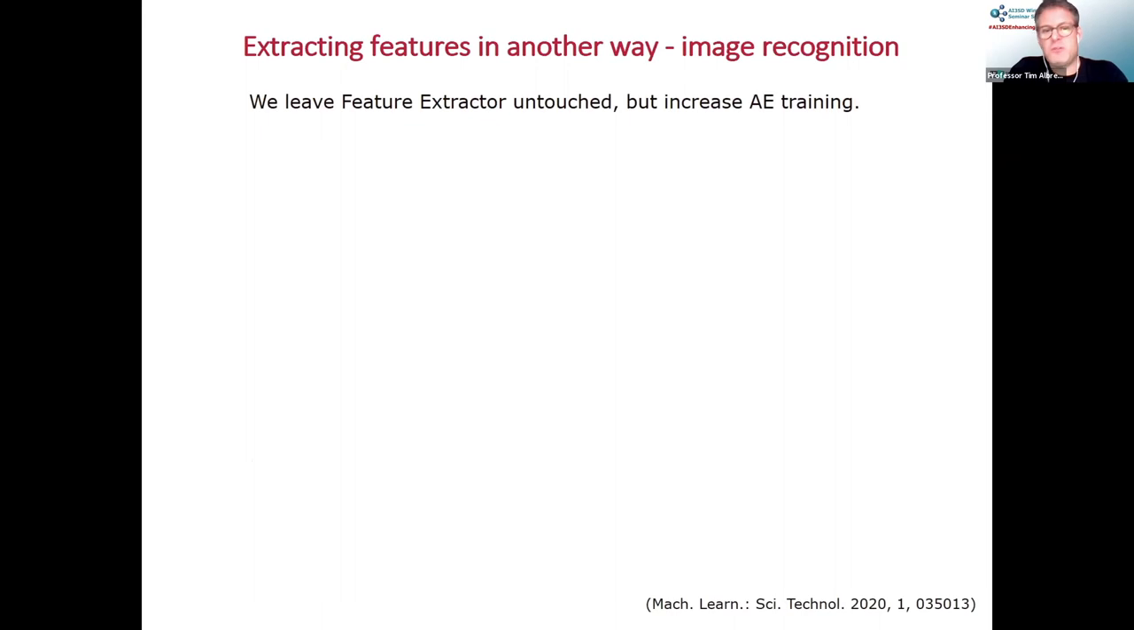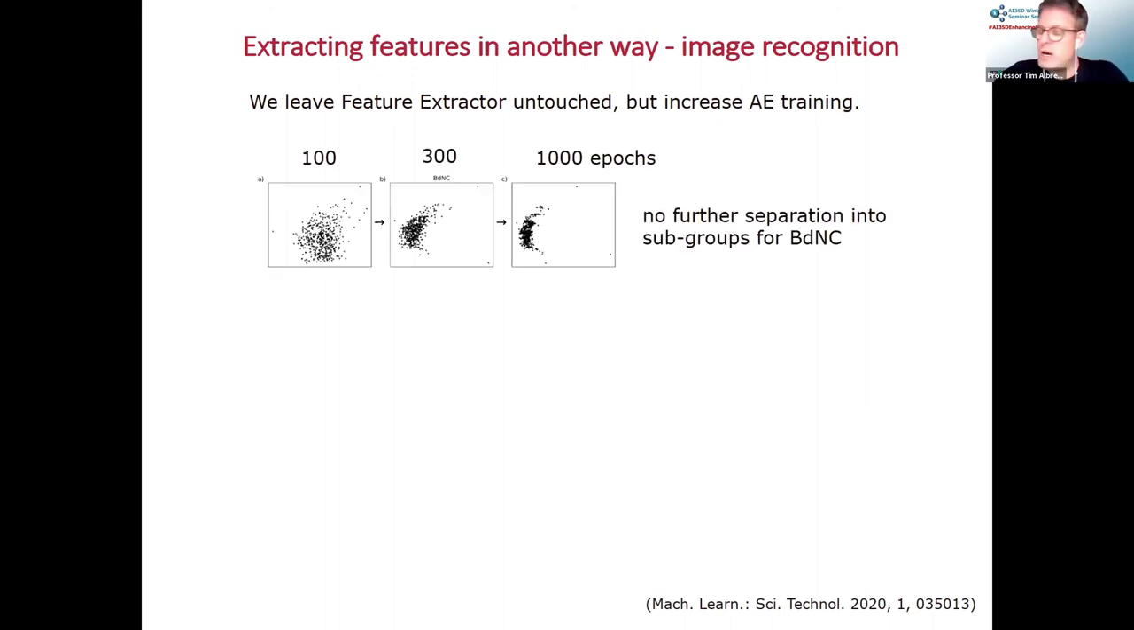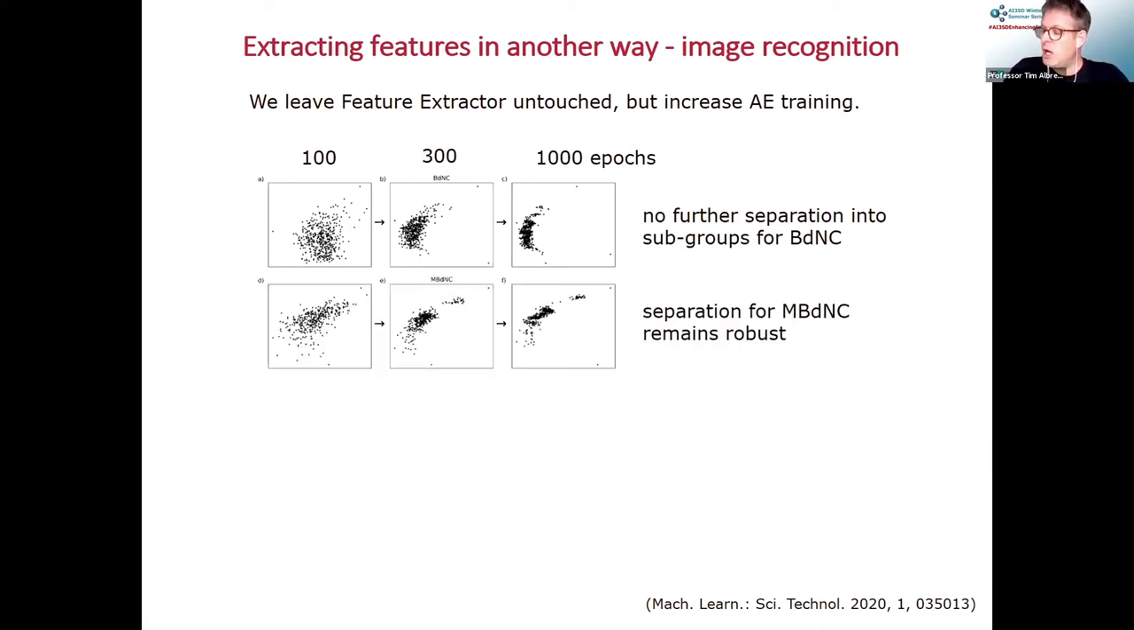We wanted to be careful and see how robust this finding actually is, because again, the effects are relatively small. So in this case, we left the feature extractor untouched. This is still AlexNet, okay? But we increased the training of the autoencoder. What I had shown you so far was all based on 300 epochs of training. But we look now at the evolution of the training, going from 100 epochs to 300 and 1000. For the molecule MBDNC, we don't see any further separation into clusters. Even if we increase training up to 10,000 epochs, there was no real difference. The separation for MBDNC remains robust, okay?